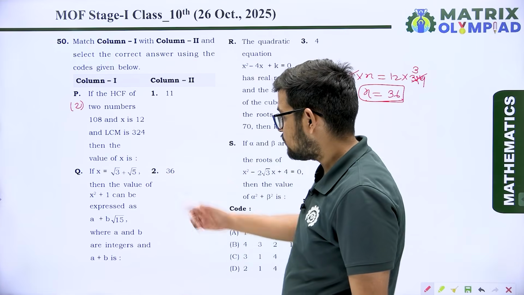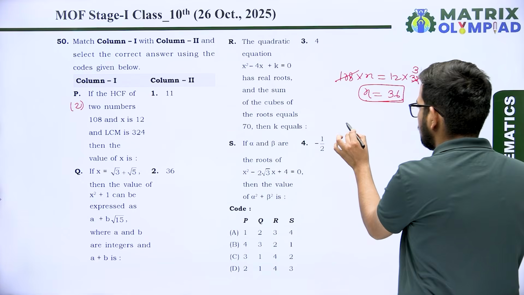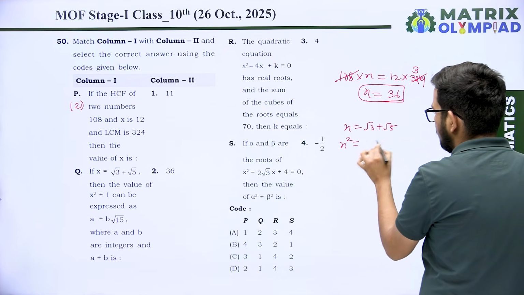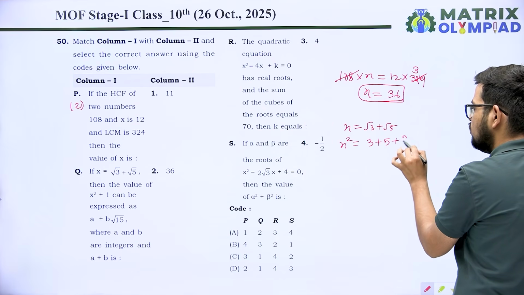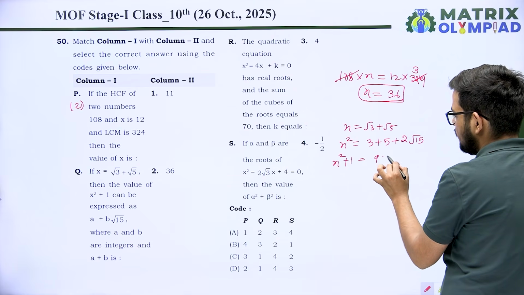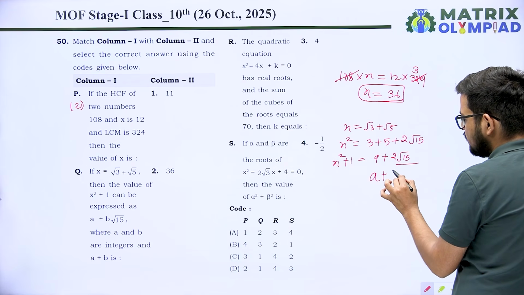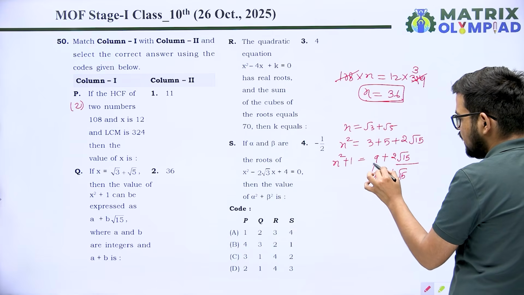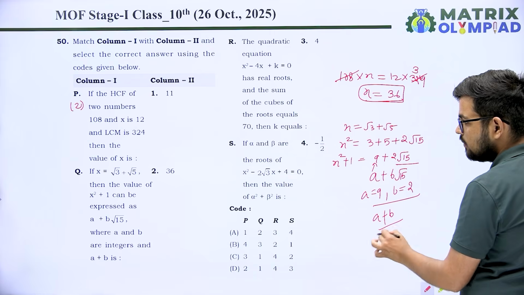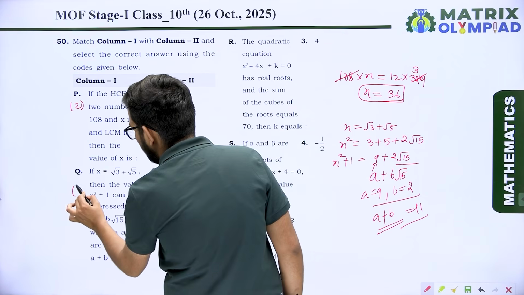Q. If x equals root 3 plus root 5, then x square plus 1. So x equals root 3 plus root 5. So x square will be 3 plus 5 plus 2 root 15. So x square plus 1 will be 9 plus 2 root 15. So if it is a plus b root 15, the value of a equals 9 and the value of b equals 2. So a plus b will be 11. So Q's correct option is the first, 11.